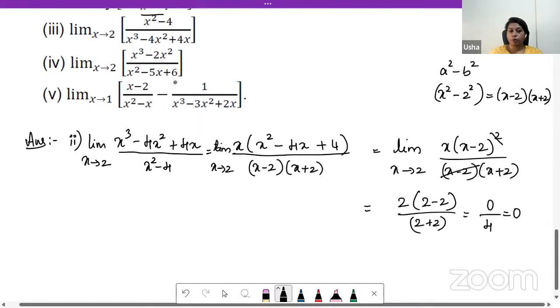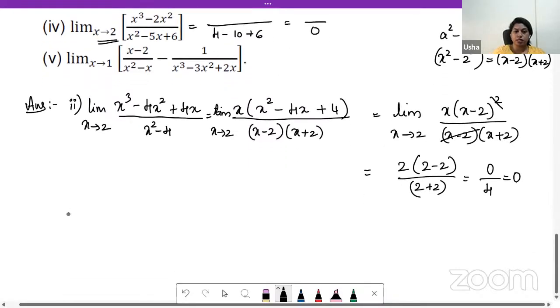Next, we will see the fourth question. Limit x tends to 2. Again, substitute 2 in the denominator. 2 square is 4 minus 5 into 2 is 10 plus 6. This is again 0, right? Denominator is 0. So let us simplify this.